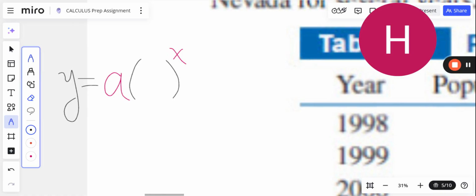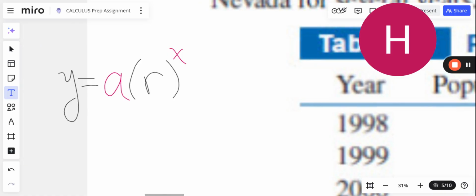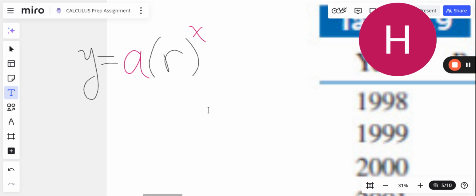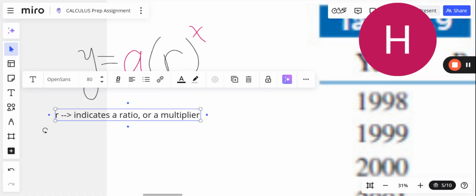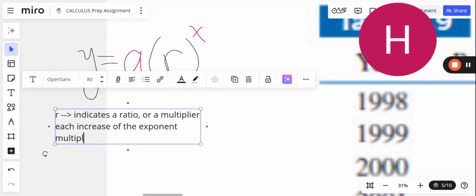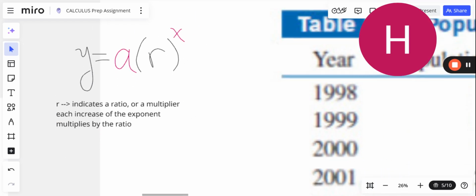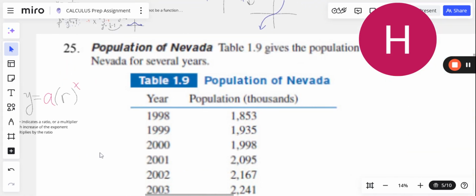In fact, sometimes we'll put the term r. And you might remember that r is used to indicate a ratio. So r indicates a ratio or multiplier. Each increase of the exponent multiplies by the ratio. Right, so if x is 2, that'll be r times r. If x is 3, that's r times r times r. That sort of thing. So that's what an exponential model looks like.